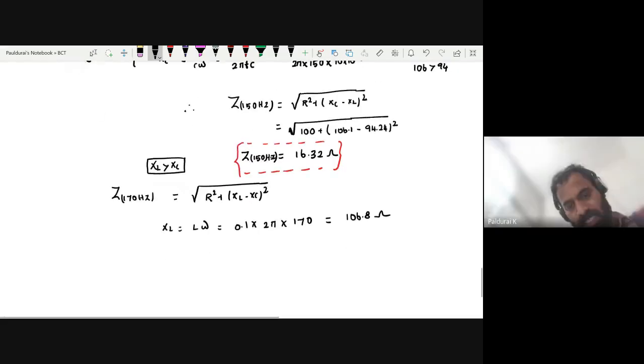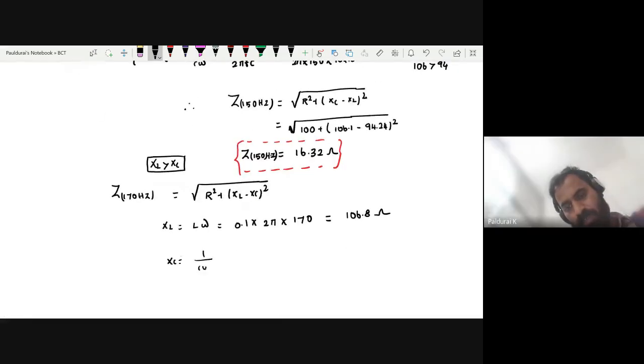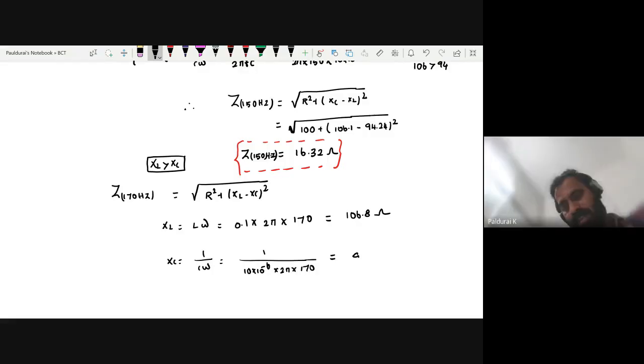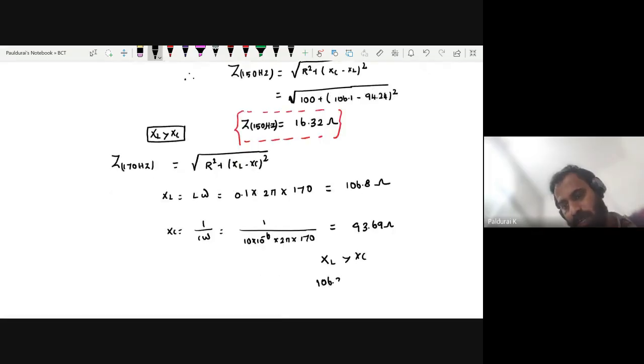What is XC? It is 1 by C omega, where C is 10 micro and omega is 2 pi f, f is this time 170. What about this value? 93.6 ohms. Very good. So here the condition is satisfied, right? XL is greater than XC, 106.8 is greater than 93.6.